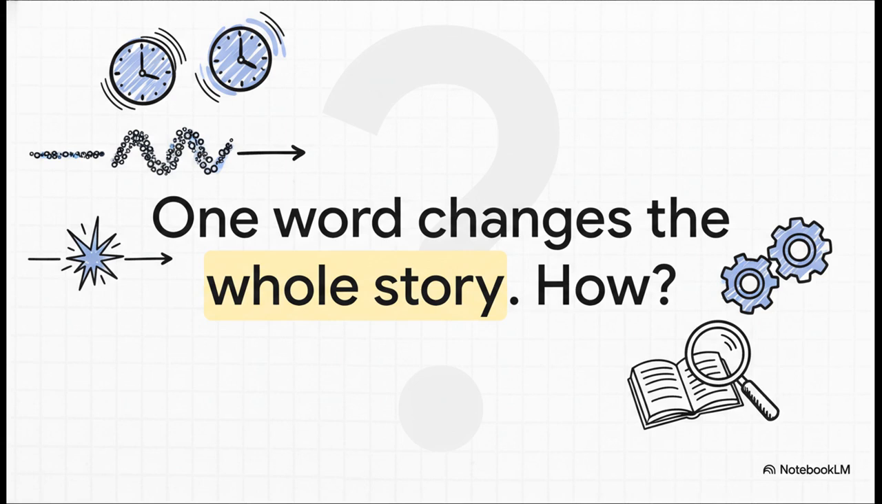So, how can one word have that much power? Well, it's all about setting the scene. It's about showing what was the background noise and what was the main event. And getting this right is the absolute secret to telling a good, clear story. So let's break down the tools you're going to need.